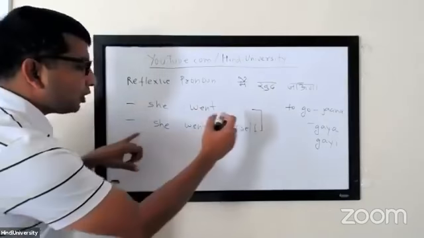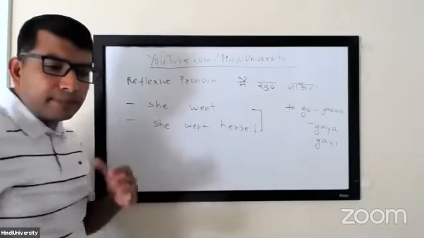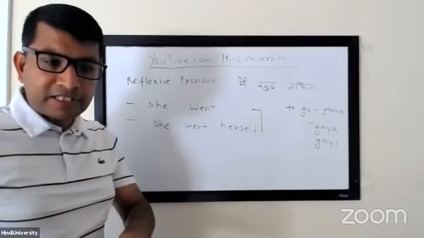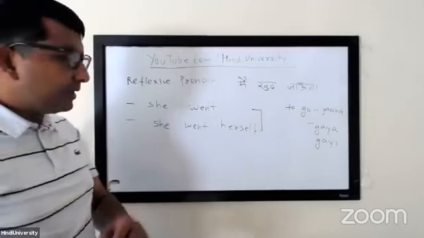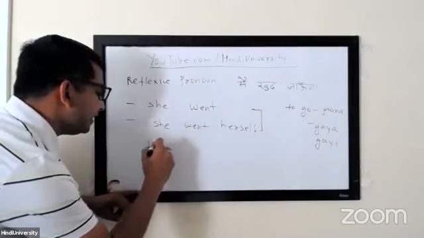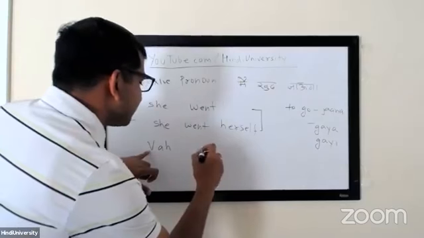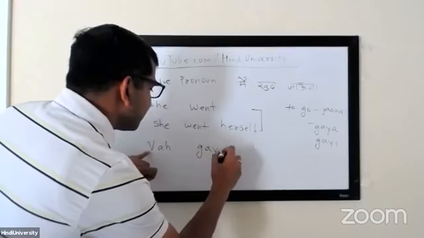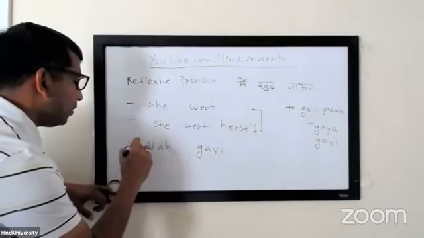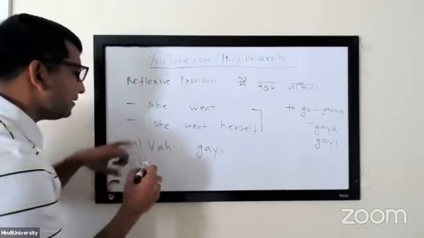Very good. No, you will not put hai because this is in the past tense. If it is a present tense, you will put hai. Okay. So you will say vah gai for she went. Okay. Now, how will you say she went herself?